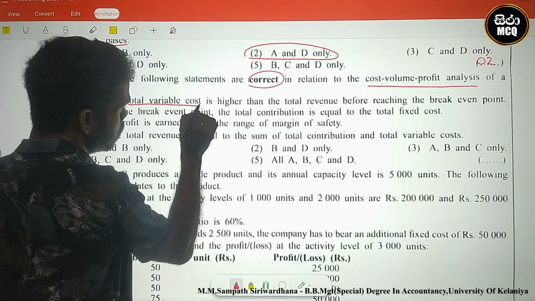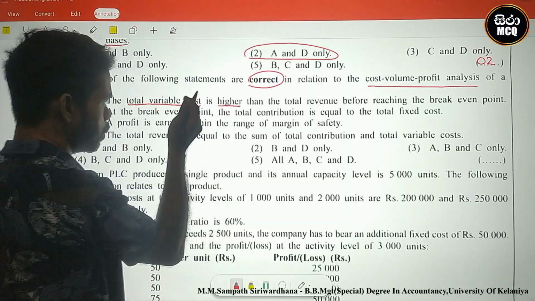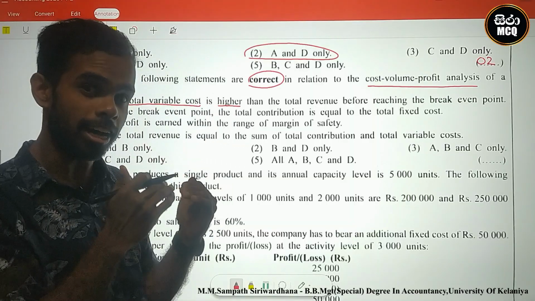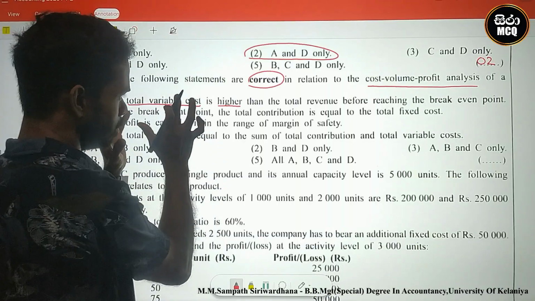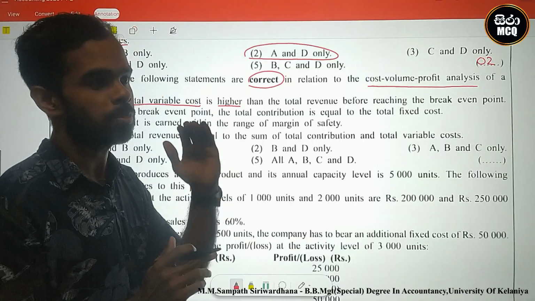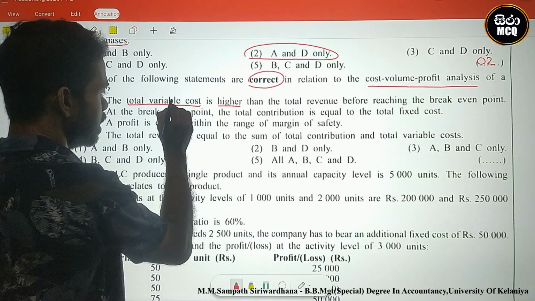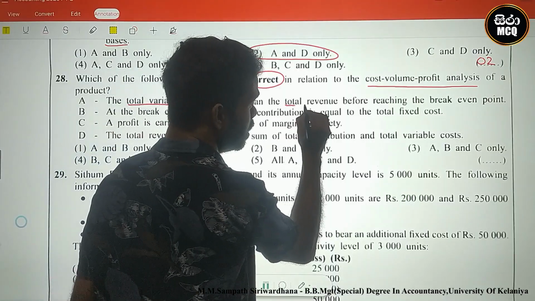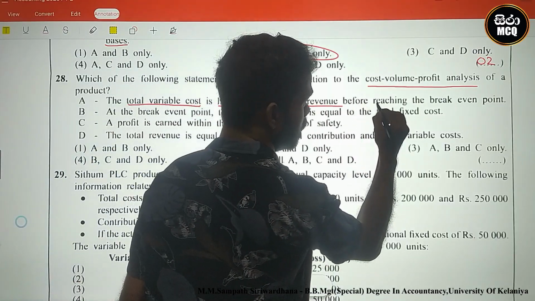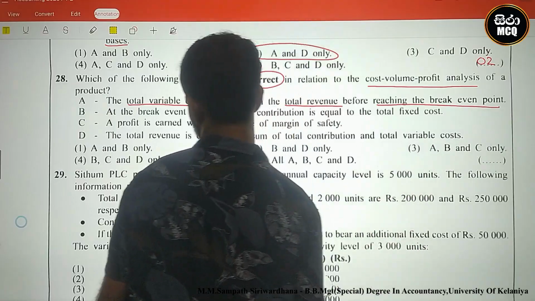Total variable cost is higher. Higher means there is a higher portion of total variable cost, then total revenue before reaching the break-even point.